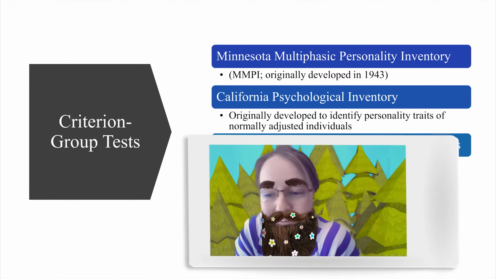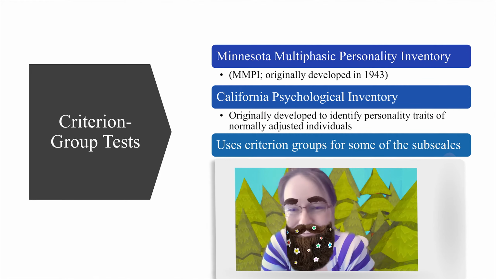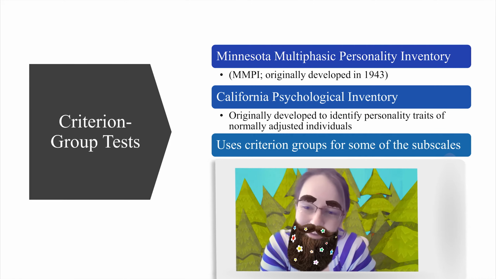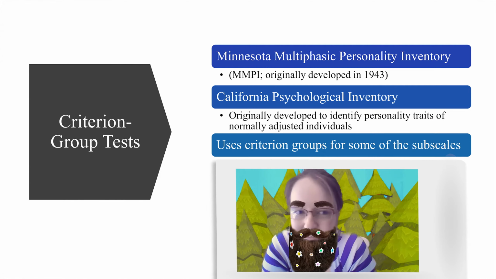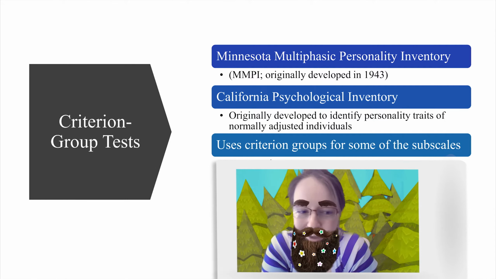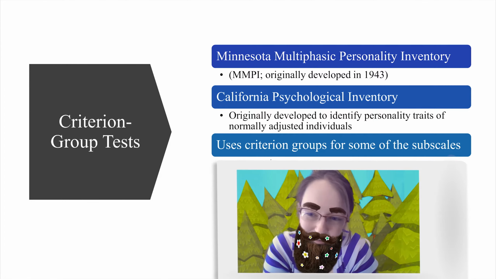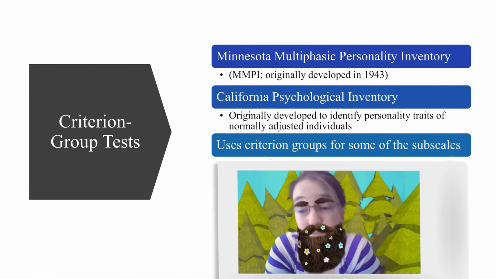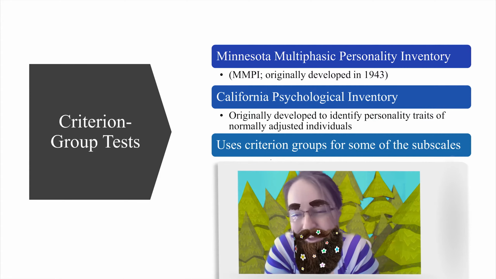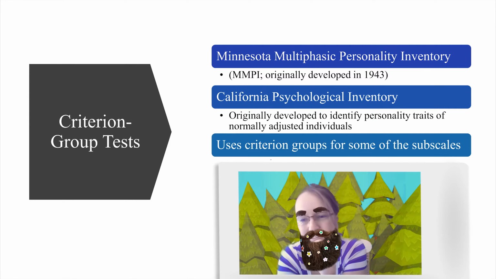So yeah, the MMPI was originally developed in 1943. We're going to go through a lot more detail of this. You're going to learn all about this test. And we'll talk a little about the California Personality Inventory. The CPI was developed in the late 50s, around 56, 57, but we're mostly going to focus on the MMPI. It was originally developed to identify personality traits of normally adjusted individuals.